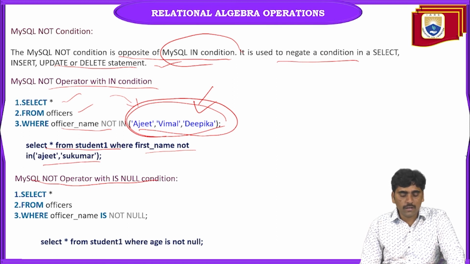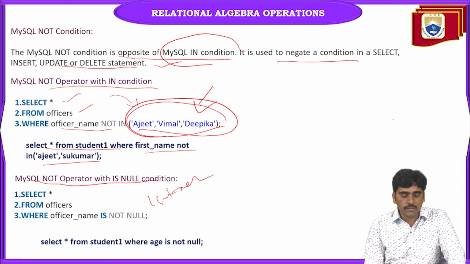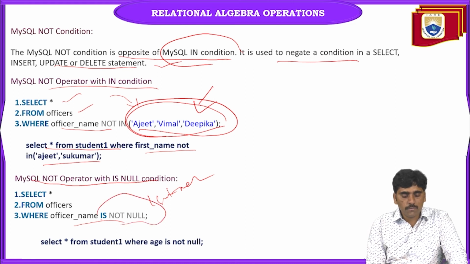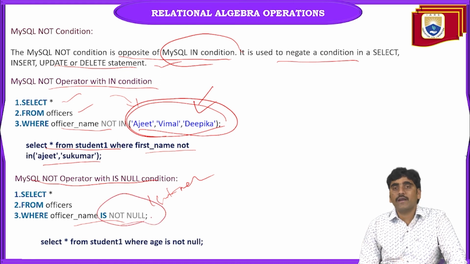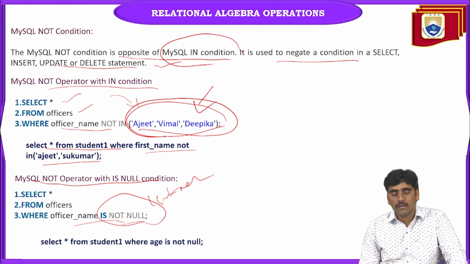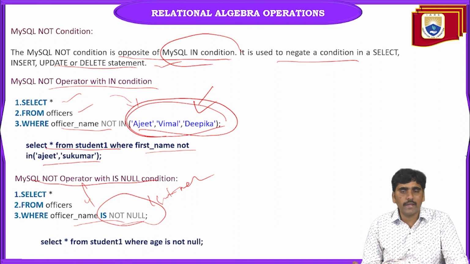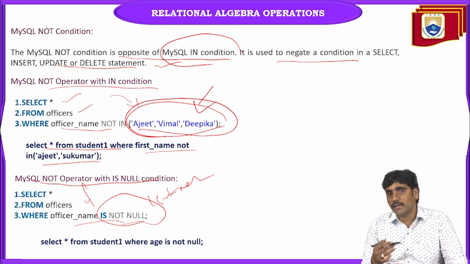Is null condition or is not null condition. So select star from officers where officer name is not null. That means whoever has an officer name that is not null, all those values will be displayed. Some of the officer names will be null because they did not enter their names.